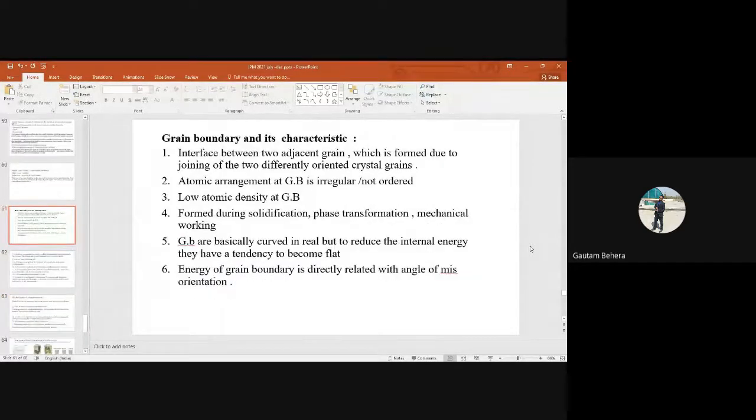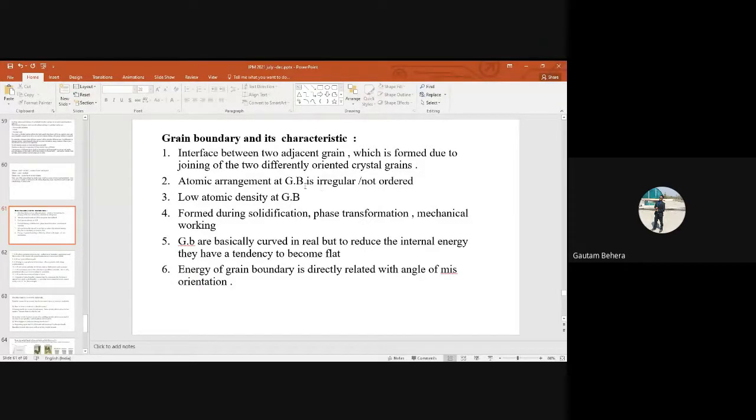Now, grain boundary and its characteristics. Already I have told you grain boundary is the interface between two adjacent grains, which is formed due to joining of two differently oriented crystal grains. Then the atomic arrangement at the grain boundary is irregular, not ordered. You have to remember this. This is a very important point. Along the grain boundaries, some atoms will be there, but that is not always an ordered arrangement.